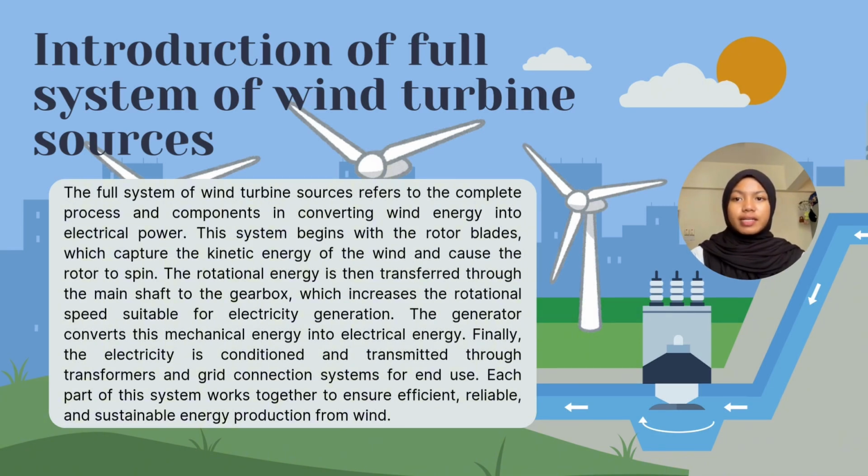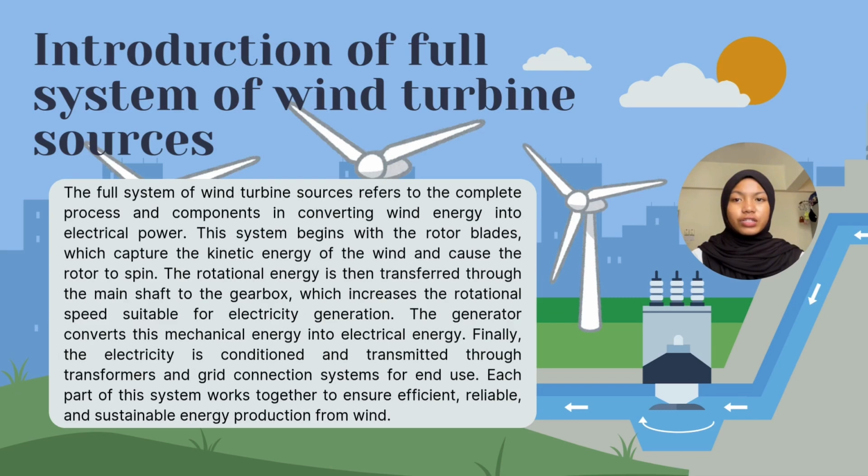The gearbox plays an important role by increasing the rotational speed to a level that is suitable for electricity generation. Next, the generator converts the mechanical energy from the spinning shaft into electrical energy. But the process doesn't stop there. The electricity generated must be conditioned and transmitted.